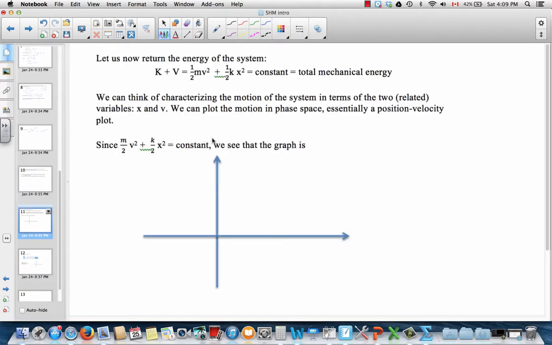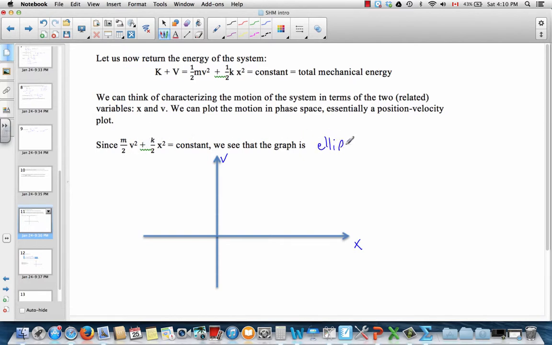Now, a final idea here related to elementary harmonic motion, and this is a bit of a new one, is the idea of phase space. So we're actually going to plot speed on this axis and position on this axis. Now, because as you showed earlier, half m v squared plus half k x squared is the mechanical energy of the system, and that's a constant, then we've got this equation relating v and x.